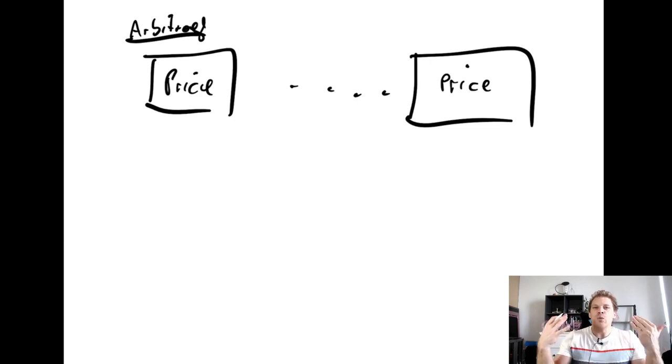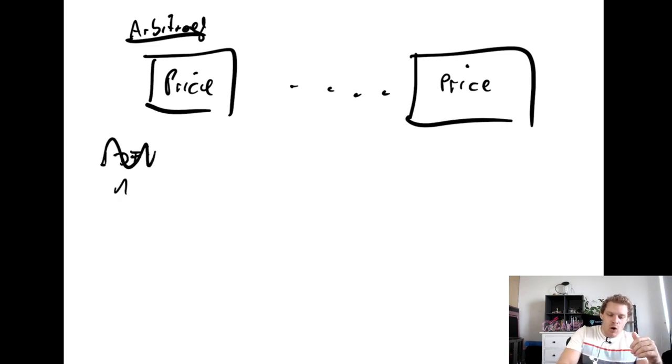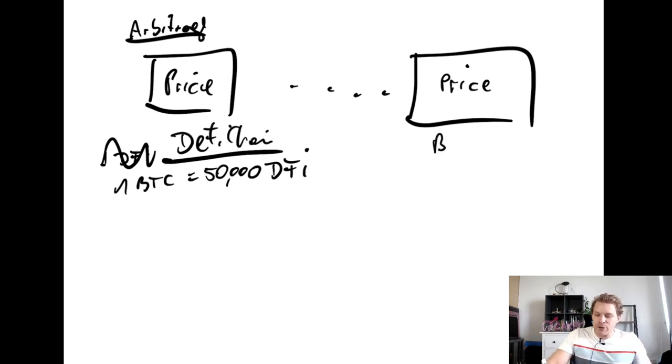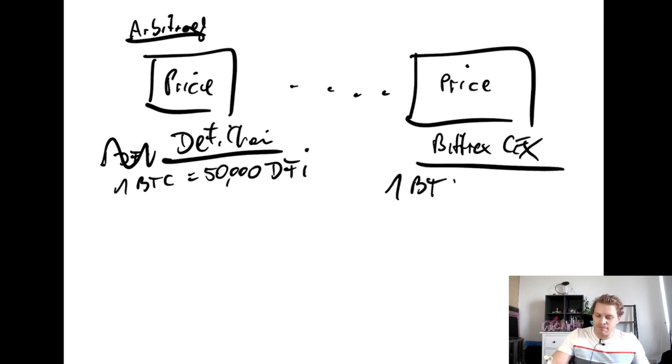Now, how does this work with DEXs and liquidity mining, and how can you benefit from this? How could you even maybe program a bot doing this? Well, very simple. Let's say at the moment, one Bitcoin equals 50,000 DFI. And let's say, so that's on DeFi Chain DEX. And let's say on Arbitrage, which is a centralized exchange that also has DFI listed, you have exactly the same price.